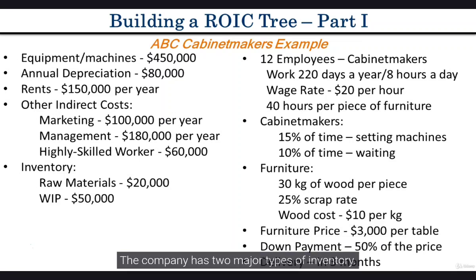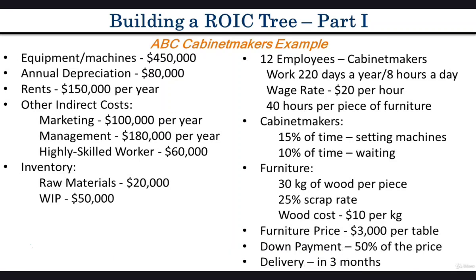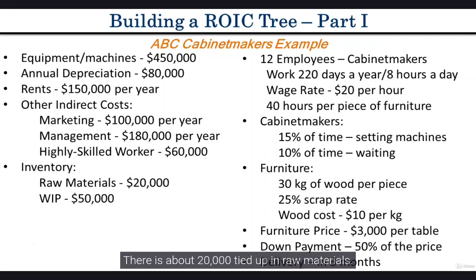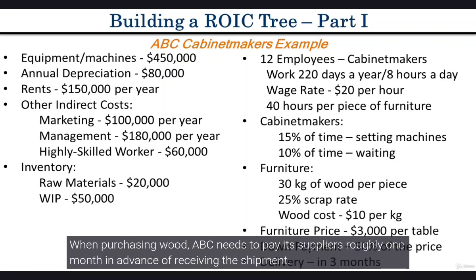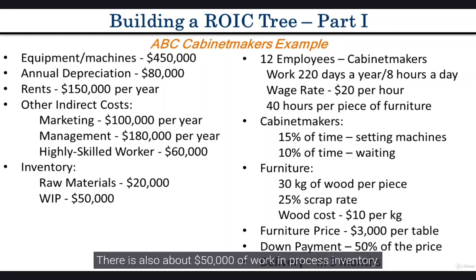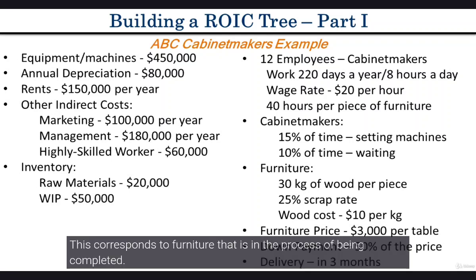The company has 2 major types of inventory. There is about $20,000 tied up in raw materials. This is wood that is purchased from suppliers in large order quantities. When purchasing wood, ABC needs to pay its suppliers roughly 1 month in advance of receiving the shipment. There is also about $50,000 of work in process inventory. This corresponds to furniture that is in the process of being completed.